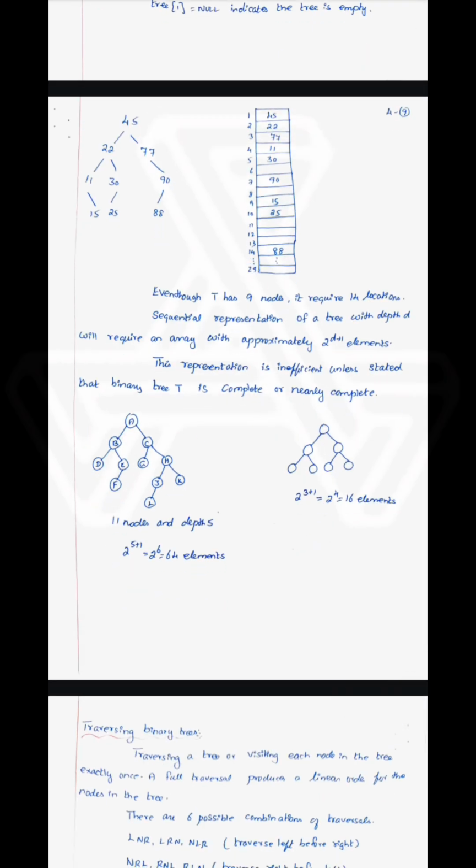For 11 nodes and depth 5, 2 power 5 plus 1 is 64 elements. And 2 power 3 plus 1 will be 16 elements.